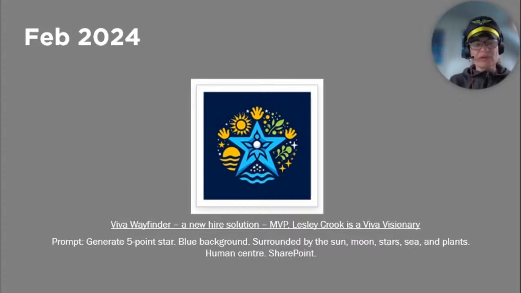So the prompt I put in was generate a 5-point star, blue background surrounded by the sun, moon, stars, sea and plants with a human center, and I wanted it for SharePoint, and I was really pleased. After probably, I don't know, 10 attempts, I ended up with that.